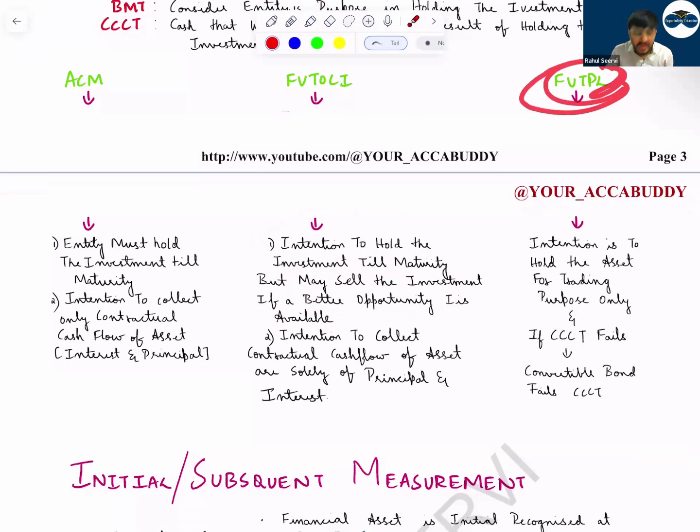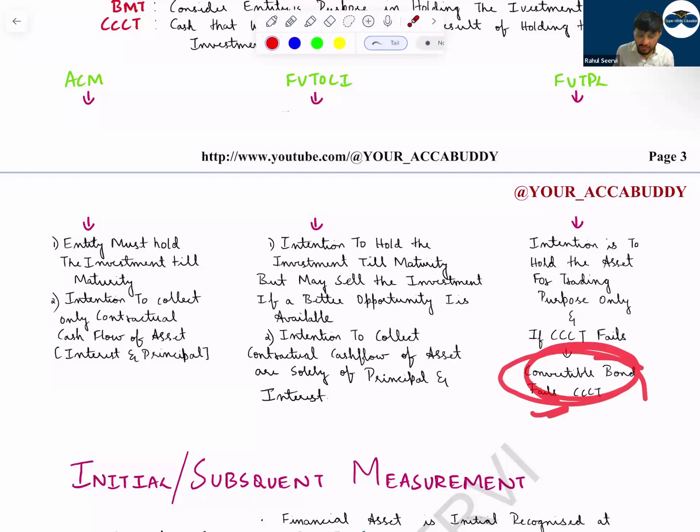Then fair value through P&L is used for short term, and the intention is to hold the asset for trading purposes. And here, if the contractual cash flow test is failed, then it is a convertible bond. In most cases, that is convertible bonds, the contractual cash flow test is failed.